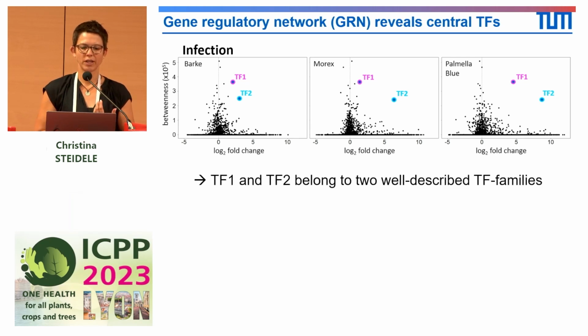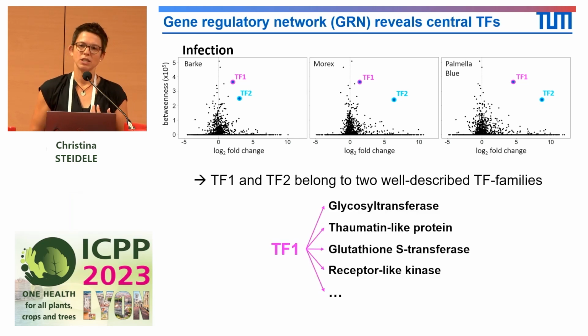Those 2 transcription factors belong to 2 very well-described transcription factor families, and especially transcription factor 1 is targeting really obvious genes. Among the highest are a glycosyltransferase, a tamartin-like protein, a glutathione S-transferase, as well as a receptor-like kinase. Of course, this now needs to be validated, so we would like to perform promoter activation assays to validate that those activations and interactions are indeed happening.